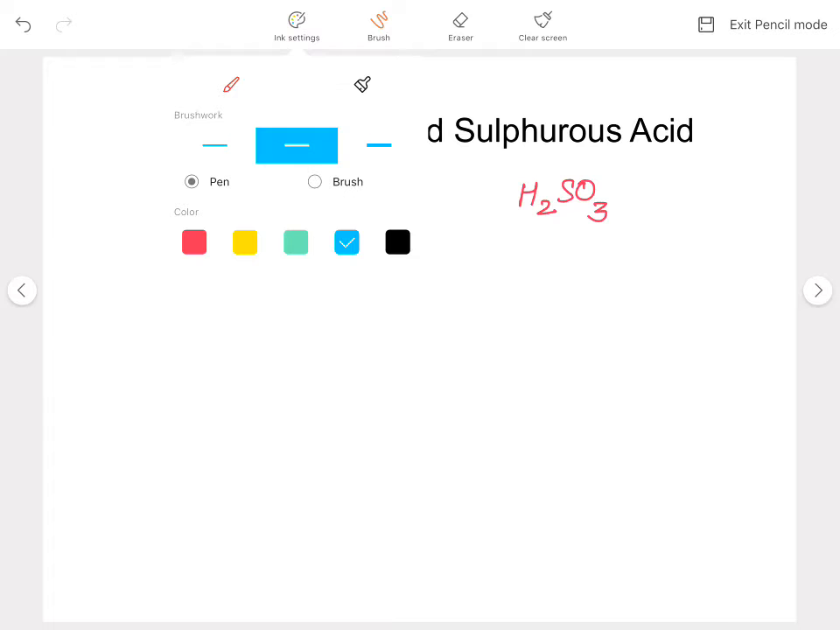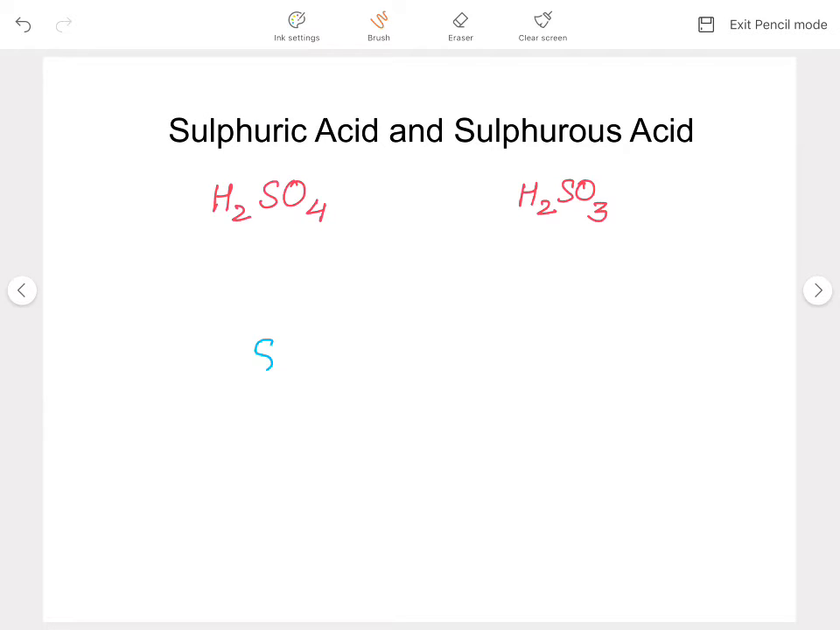Let's begin with sulfuric acid. First you have to draw the central atom, that is sulfur, and draw 4 valencies in a tetrahedral manner around it. Now 2 hydrogens are there which will form 2 OH bonds with sulfur, and the rest of the 2 oxygens will form double bonds with sulfur. So this is the formula for sulfuric acid.